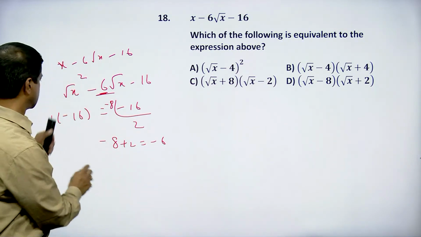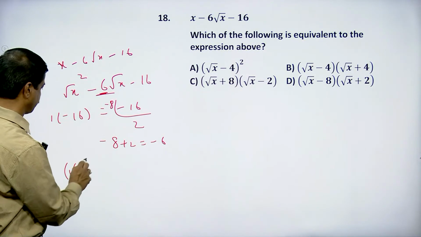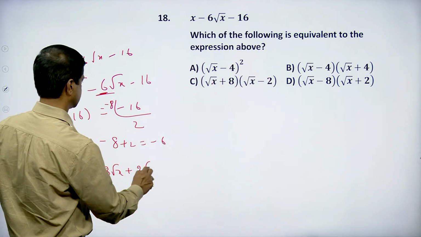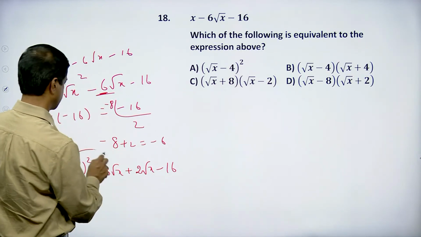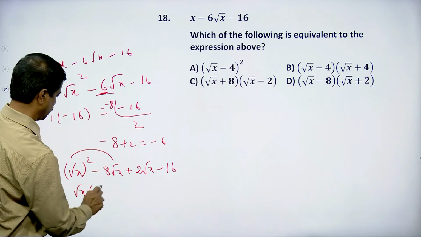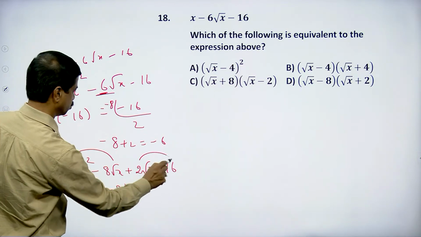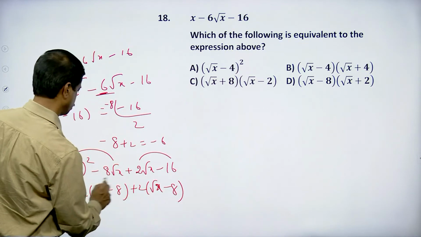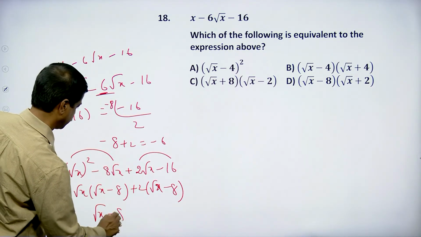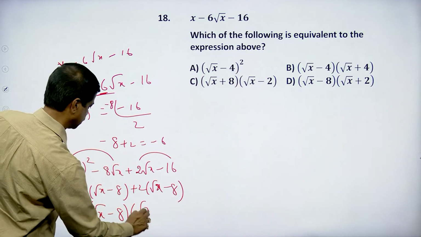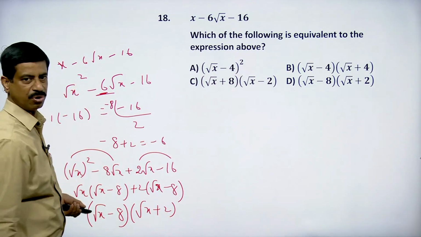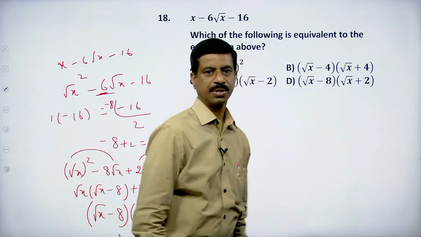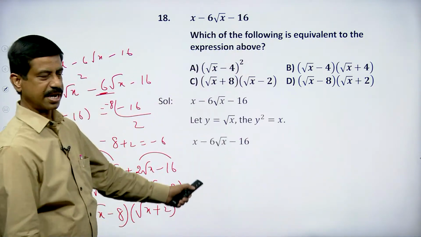Right, children? So, this can be written as root x whole square minus 8 root x plus 2 root x minus 16. Take root x common here, you will get root x minus 8. Between these two, you take root x minus 8 common, you will get root x plus 2. So, which option is there? You see, root x minus 8 into root x plus 2. So, look at this again.